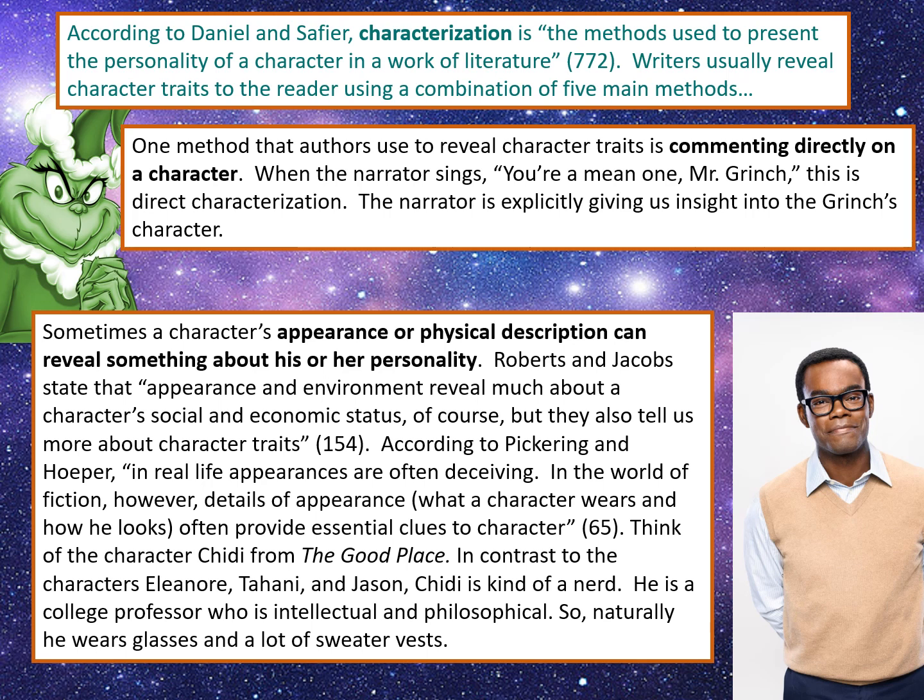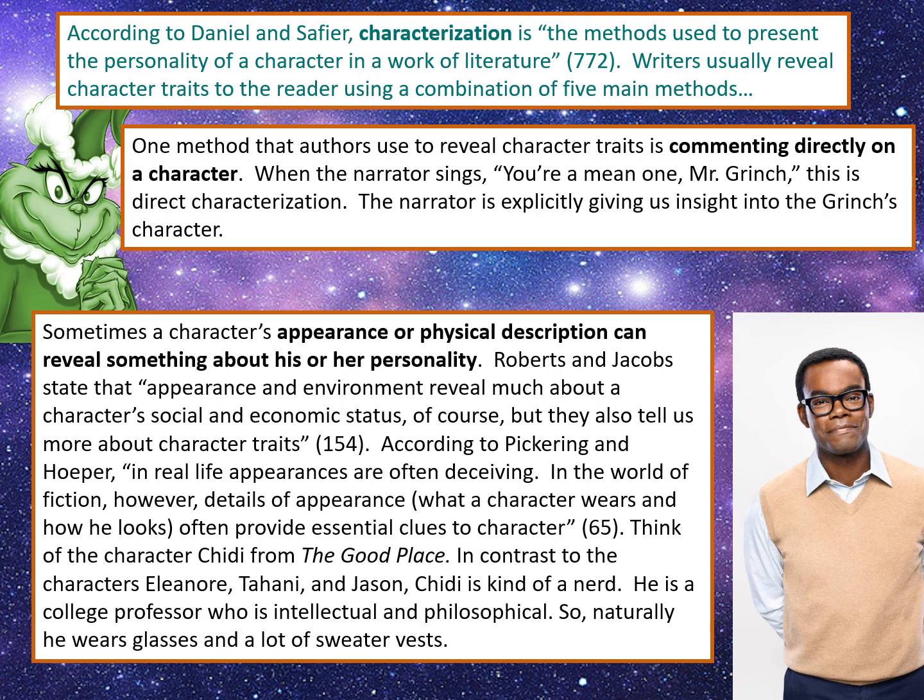So when we study character, we study not only types of characters, but we study the way that a writer will reveal character traits to the reader. According to Daniel and Saphir, characterization is the methods used to represent the personality of a character in a work of literature. So the way that a writer lets us know what kind of character he or she has written is called characterization. And writers usually reveal character traits to the reader using a combination of 5 main methods.